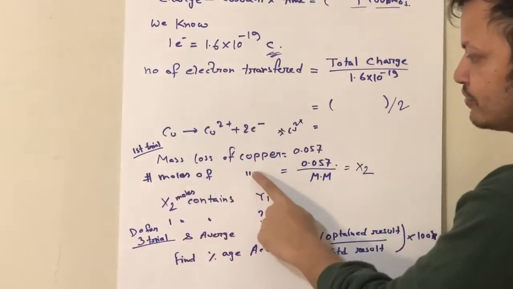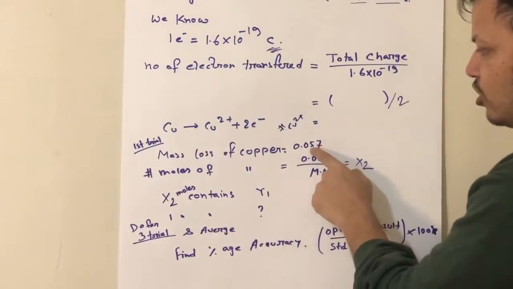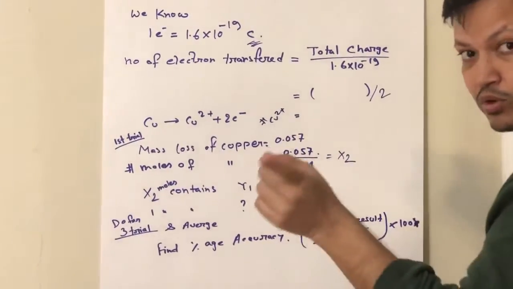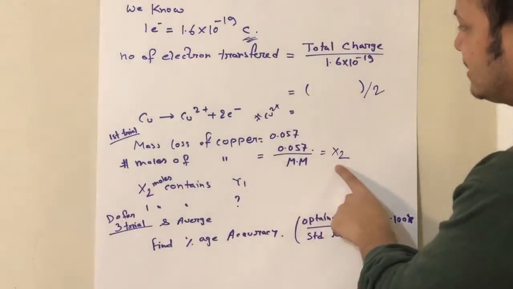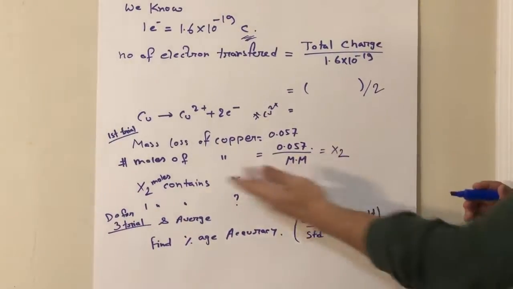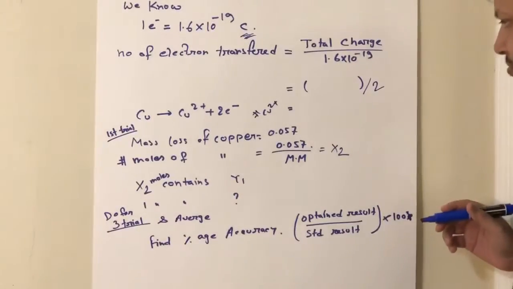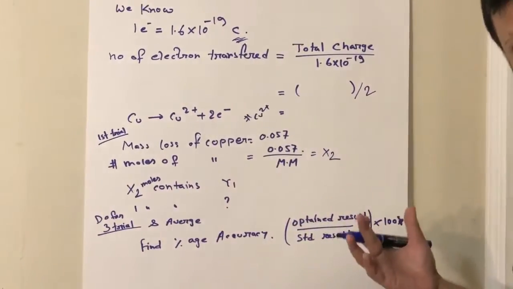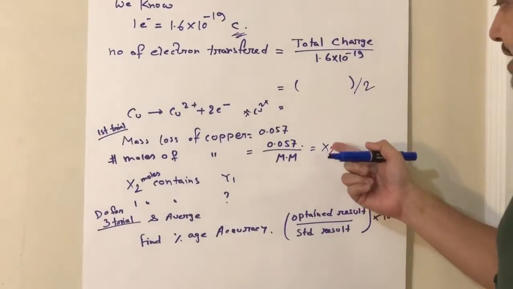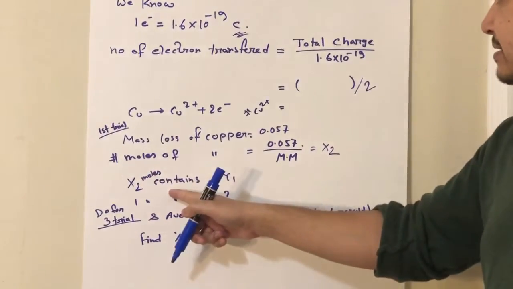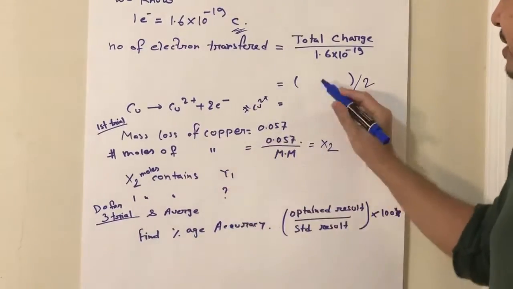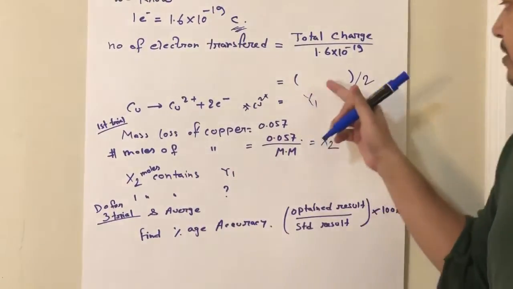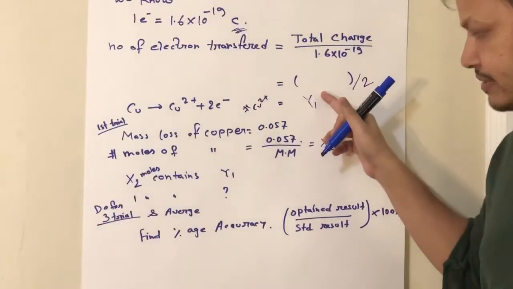So the number of moles of copper is equal to the mass loss divided by the molar mass. You can find the molar mass from the book. Let's call the number of moles of copper x2. So you got the number of moles of copper. This number of moles of copper contains this number of copper ions, right?